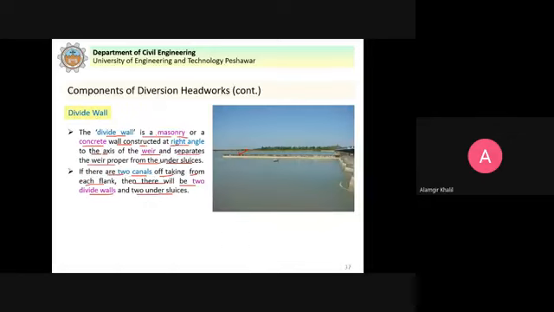So if there are two canals taking off from each flank, then there will be two divide walls and two undersluices. The top width of the divide wall is about 1.5 meters to 2.5 meters.